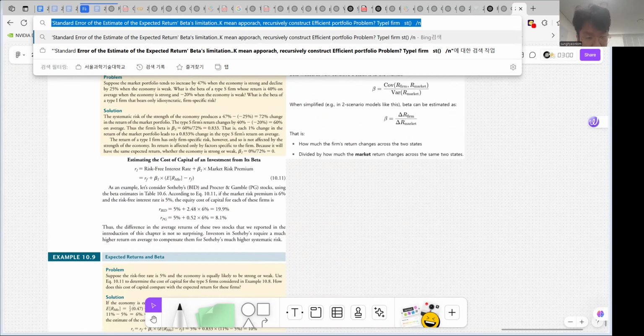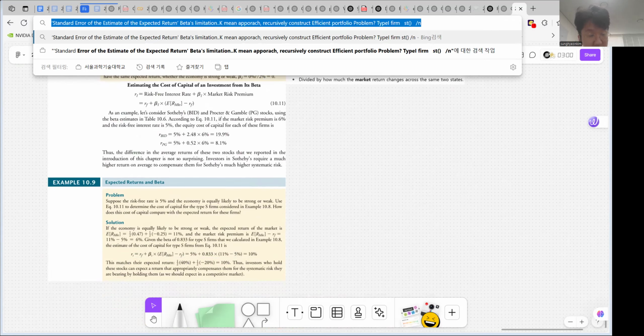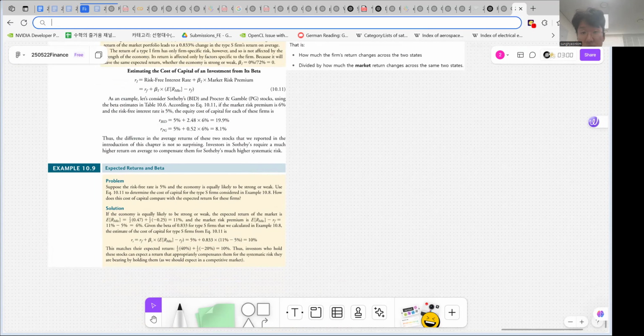And for estimating the cost of capital of investment funds, when you study engineering economics, we use a lot of cost of capital or discount rate. It is determined by this CAPM formula, which is R_i equals the risk-free rate plus beta multiplied by the market risk premium. For expected return and beta, we can calculate this. Thank you.